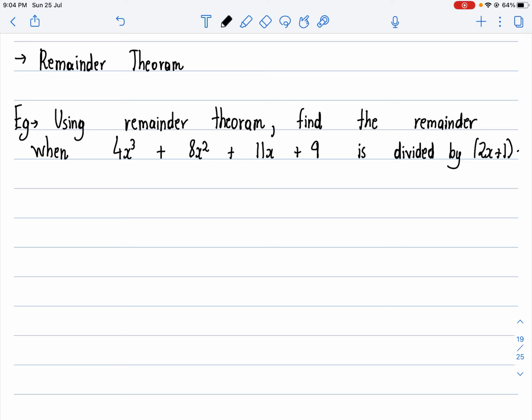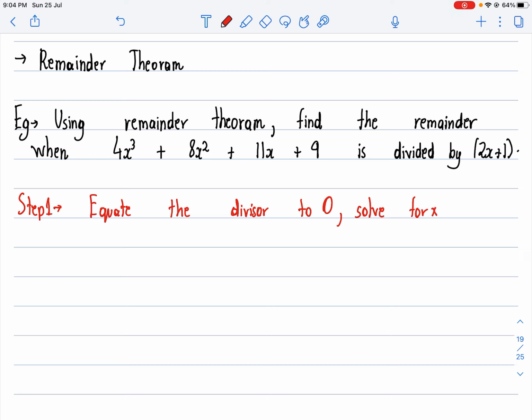Now I'll write the steps in red so that you're clear. Step 1 is really simple. Equate the divisor to 0, and we need to solve for x.